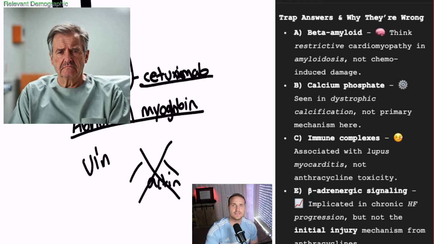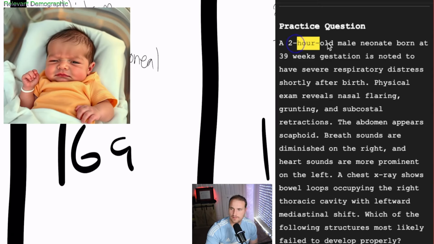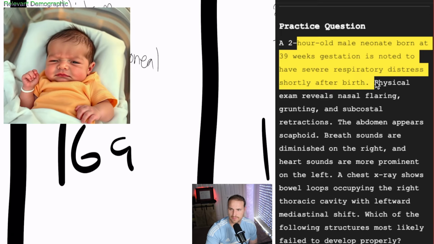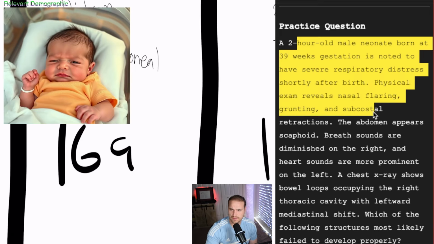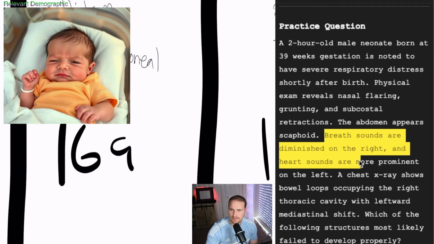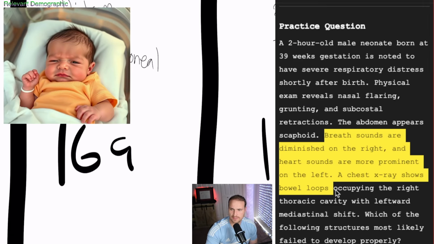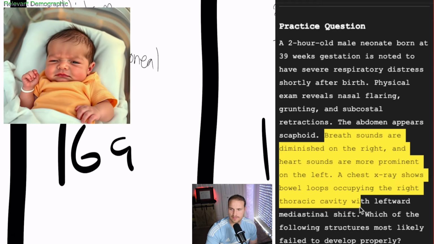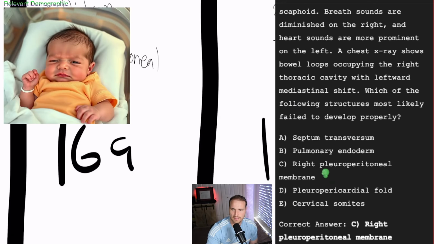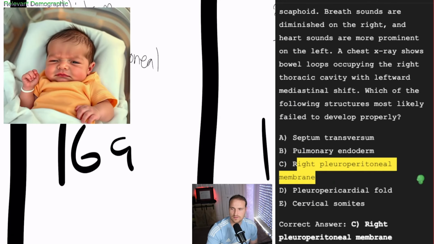That's vincristine's job. All right, in our next question, we have a 2-year-old male neonate born at 39 weeks gestation, noted for severe respiratory distress after birth. Physical exam shows nasal flaring, grunting, subcostal retractions, abdomen is scaphoid. Breath sounds are diminished on the right. Heart sounds more prominent on the left. Chest x-ray shows bowel loops occupying the right thoracic cavity with leftward mediastinal shift. Which of the following structures most likely failed to develop properly? And our answer is C, the right pleuroperitoneal membrane.